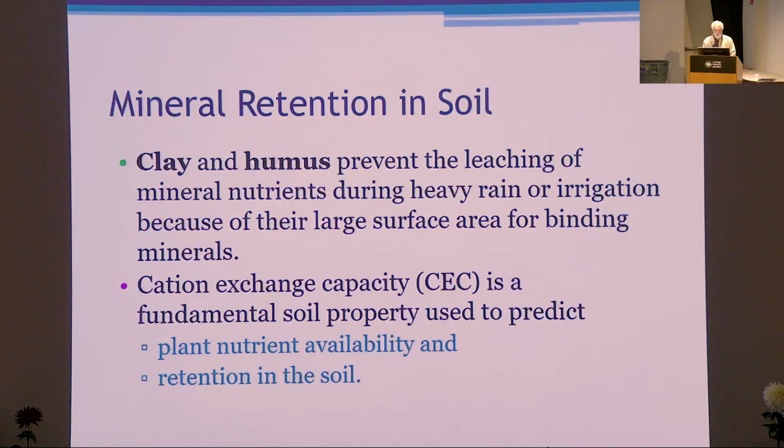Clay and humus, as a consequence of being negatively and positively charged, basically are the parts of your soil that help reduce leaching of minerals during a heavy rainstorm, or if you're irrigating and there's a lot of water flow through your soil. And these small little particles, for their size, have a lot of surface area. And that surface area is where all those positive and negative charges are, which are attracting those minerals.